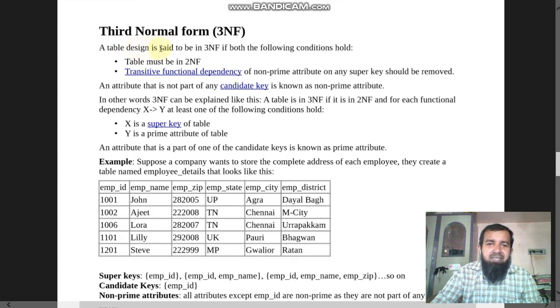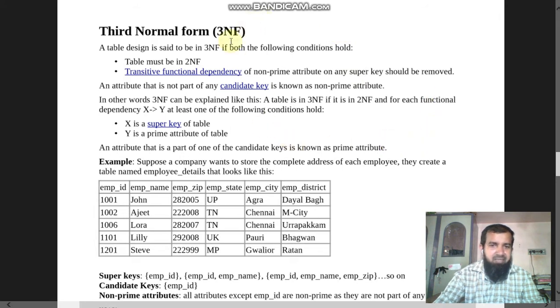A table design is said to be in 3NF if both of the following conditions hold. The first condition is that the table must be in 2NF. In the previous video I explained 2NF. The second condition is that transitive functional dependency of a non-prime attribute on any super key should be removed.